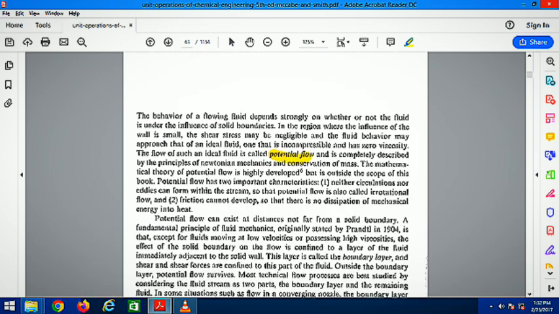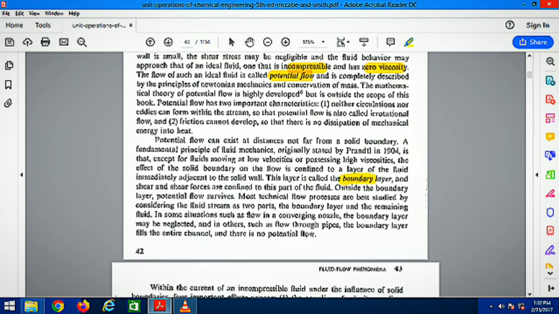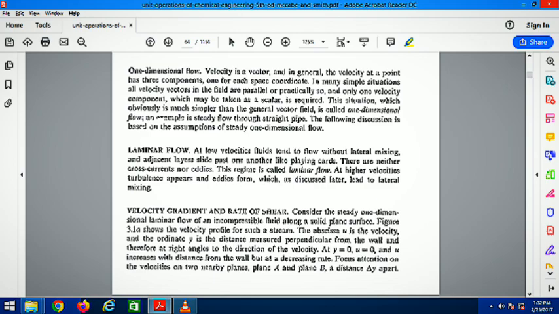The next important thing is potential flow. Potential flow is flow that is incompressible, with zero viscosity. It is a good flow irrespective of the boundary layer. So what is the boundary layer? The boundary layer is the effect of the wall, the solid boundary, over the flow.